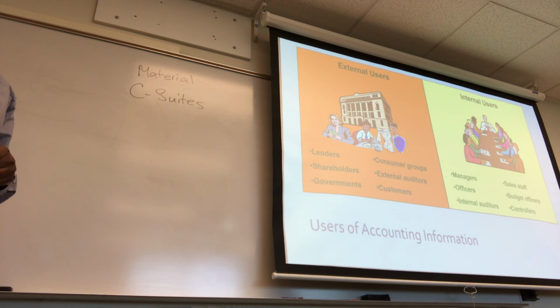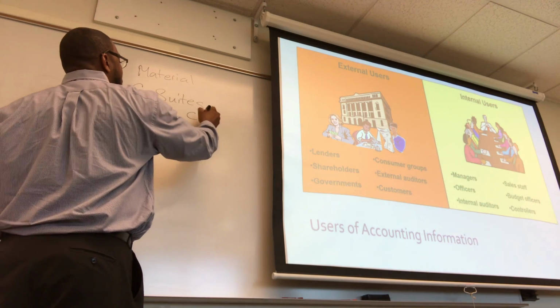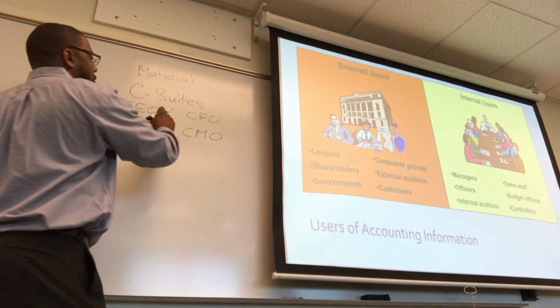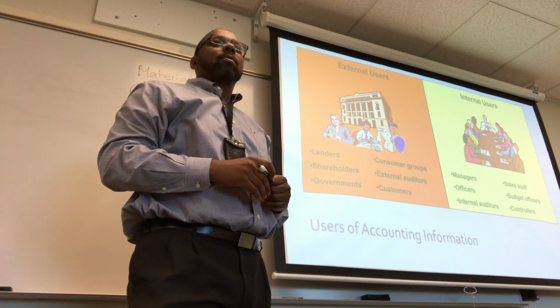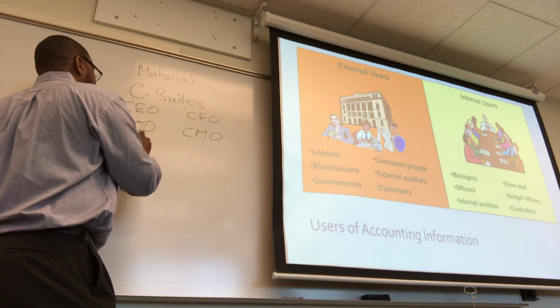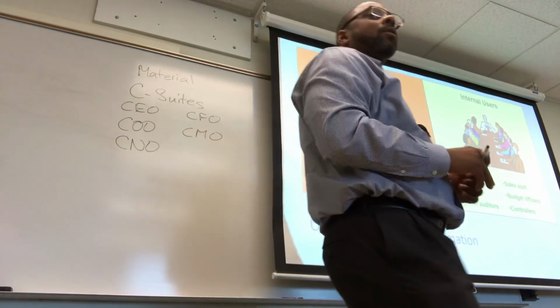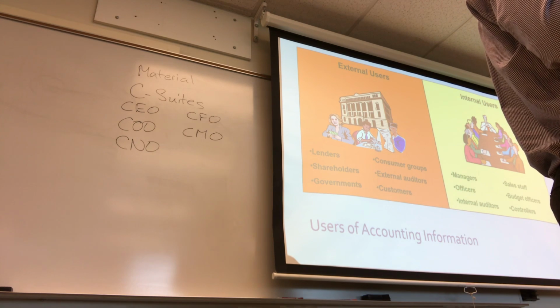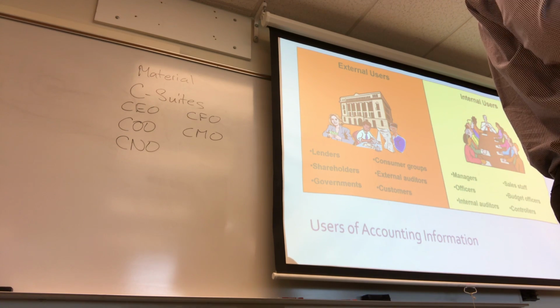Does anyone know what the C-suites are? CEO, CFO, COO, CMO. Chief Executive Officer, Chief Financial Officer, Chief Operating Officer, Chief Marketing Officer, onward and so forth. I even heard last night for the first time of a CNO, Chief Nursing Officer. Johns Hopkins has one. I was amazed. Everybody's going to get a C eventually, all the way down the alphabet.